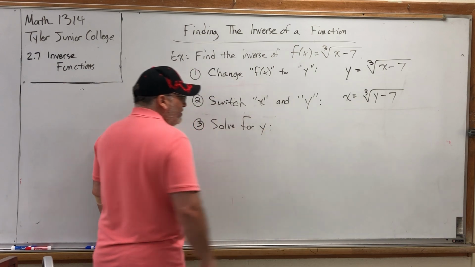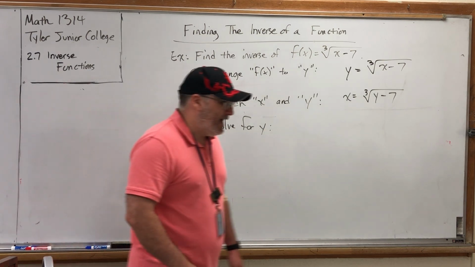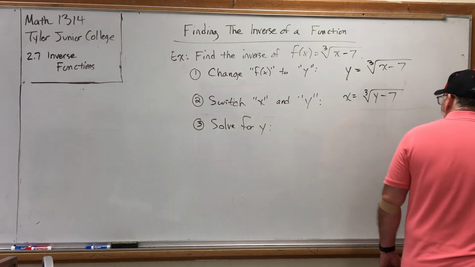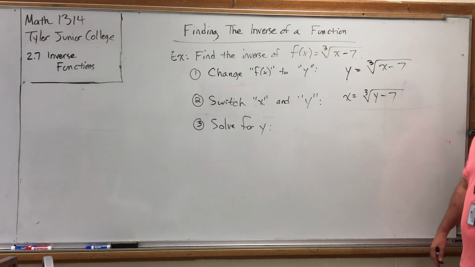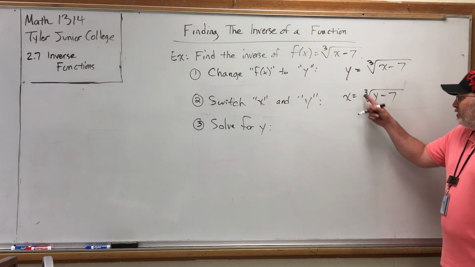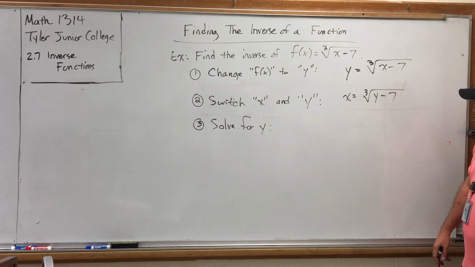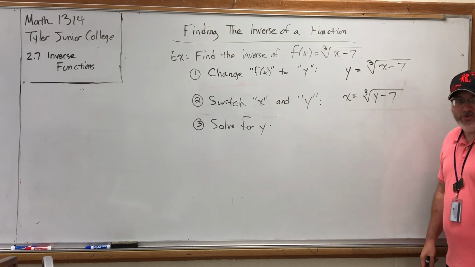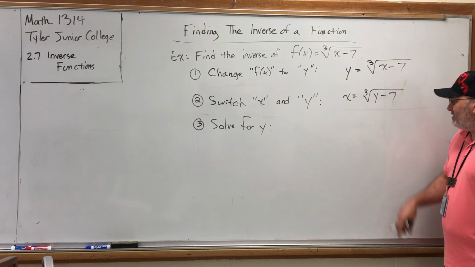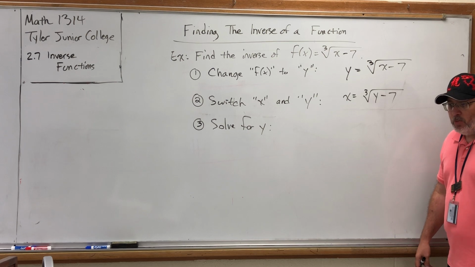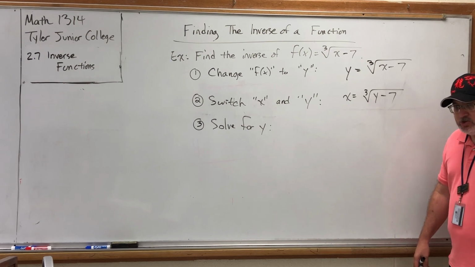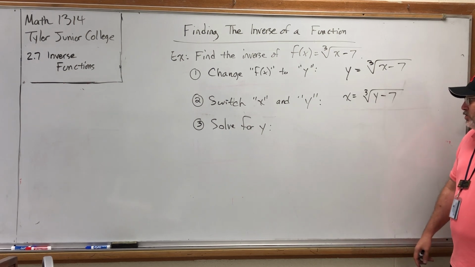Now, how easy or difficult this is depends upon the caliber of the function. This one's not too bad because we only have two things we have to undo. We have to undo the cube root and we have to undo the minus 7. Which one do we undo first? Well, think about how you would do this problem if you substituted a number. You would subtract 7, then you would cube root. When you undo it, you have to undo it in reverse. So the first thing I must undo is the cube root.